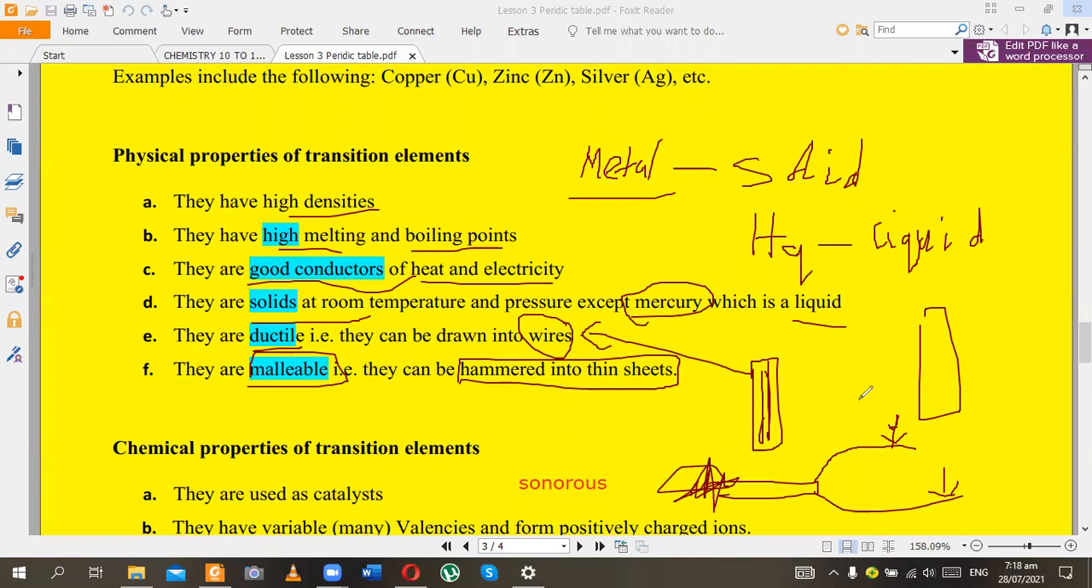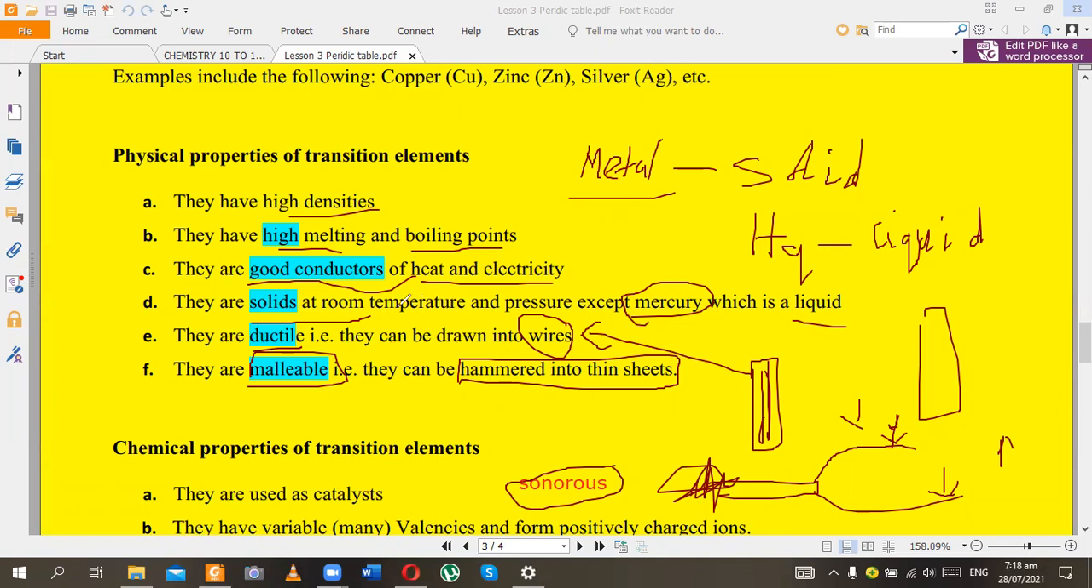You find that this will start vibrating in a to and fro arrangement, up and down, and by so doing they produce sound. So the property of metals that describes the fact that they are able to produce sound when they are hit, that's the word we use, sonorous. So that's another physical property.